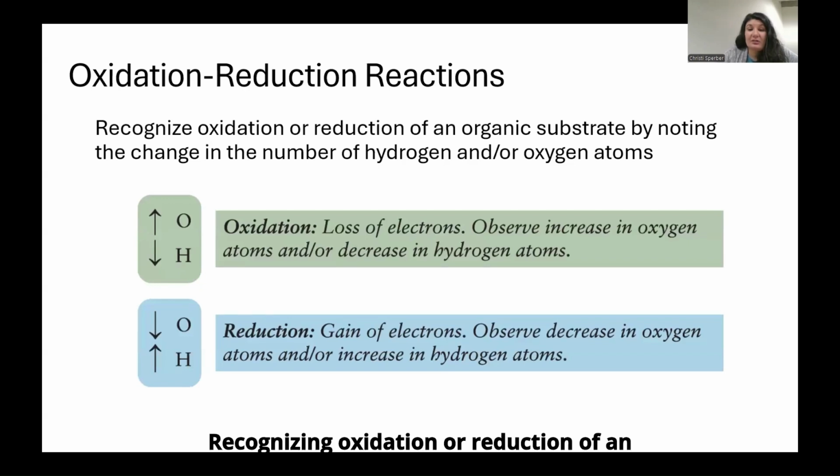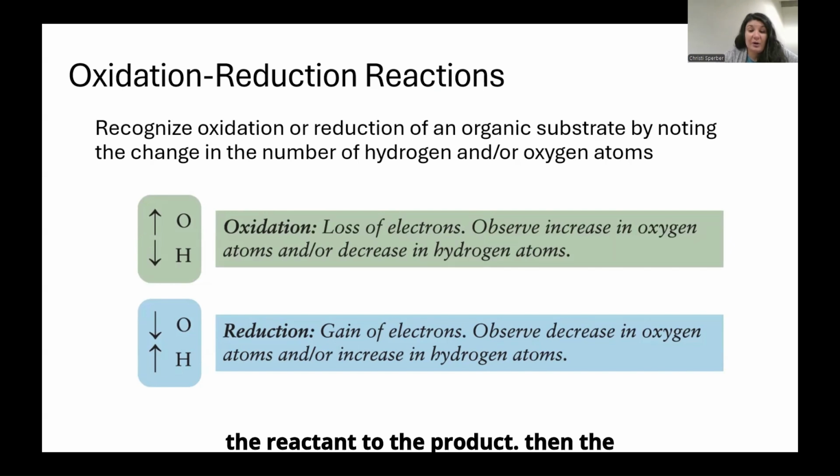One way of recognizing oxidation or reduction of an organic substrate is by noting the change in the number of hydrogen and/or oxygen atoms. So instead of finding oxidation states for organic reactions or organic substrates, looking at the change in oxygen or hydrogens bonded in the molecule will help you easily recognize if something has undergone an oxidation or reduction.